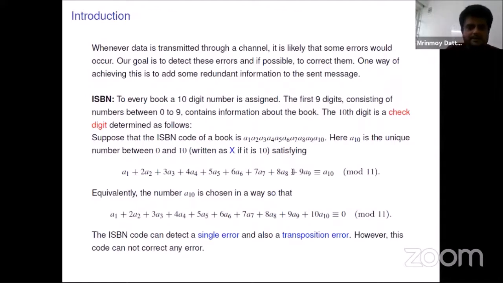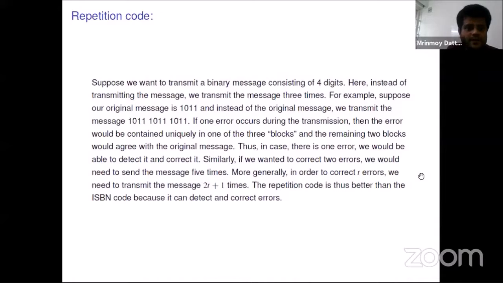So here is another code that we use in our day-to-day life. This is called a repetition code. How many times has it happened that when you wanted to say something to your friend, he or she did not understand the message, then you repeated the message 3 times, and somehow you got to agree on what the correct message is.